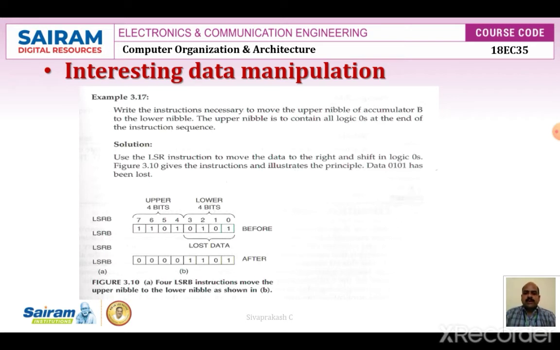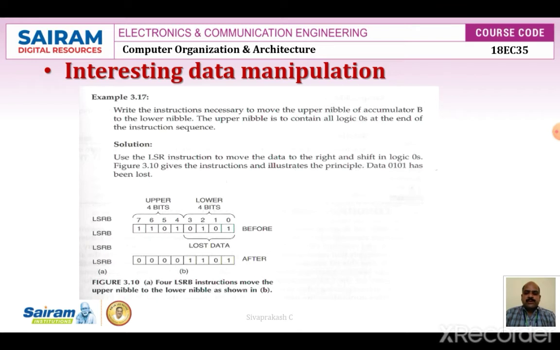So to do this operation, we are going to use the logical right shift operation with the help of LSR. We have to use it 4 times, because the 4 bits of the upper nibble are to be moved towards the lower nibble. So 4 times you are going to use it.